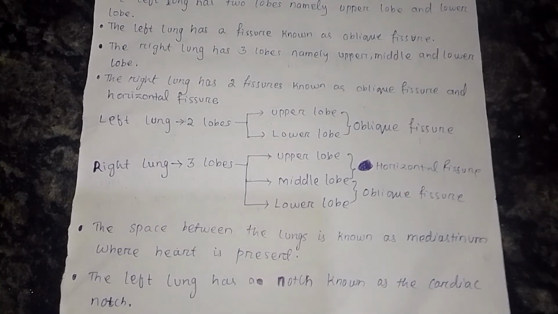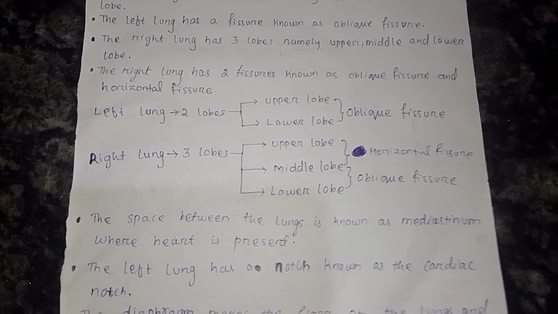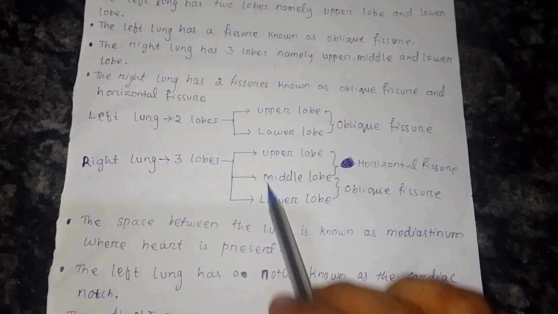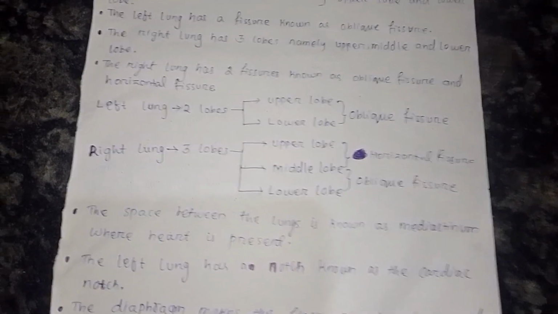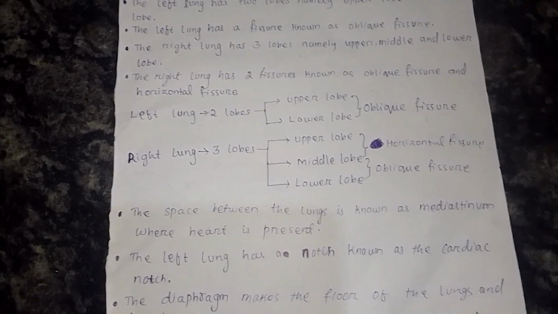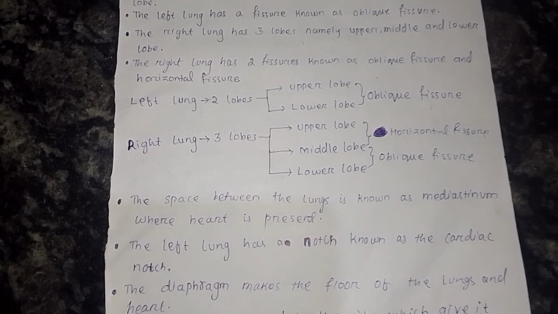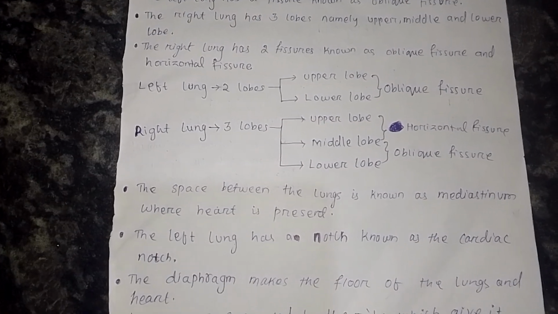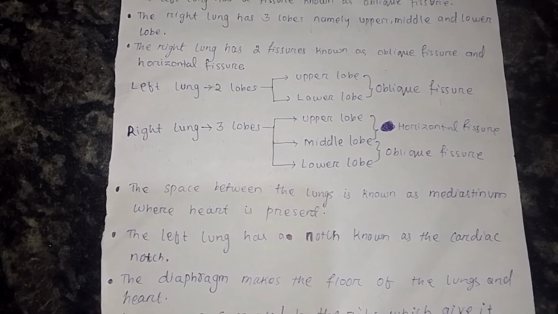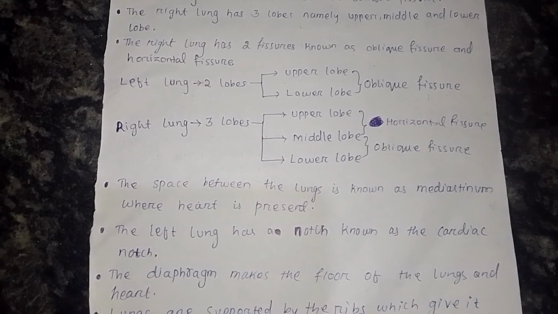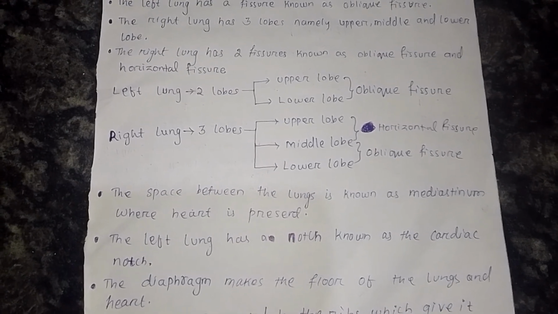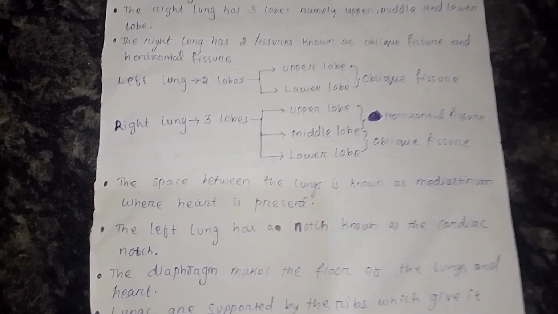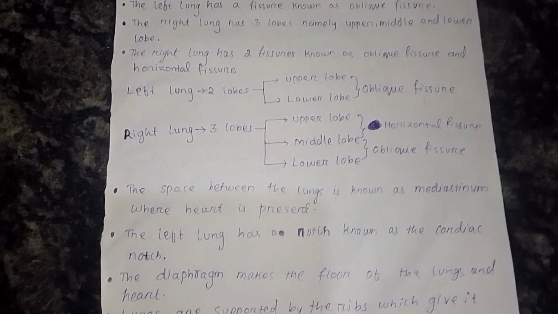Then we will see a term called mediastinum. This term mediastinum simply means the space between the two lungs, where the heart is present. That space is known as the mediastinum. And the left lung has an impression of the heart known as the cardiac notch, which is also a characteristic of the left lung. If we have to distinguish between the left lung and the right lung, we can distinguish it by the number of lobes, and also we can see a cardiac notch on the inferior surface of the left lung.